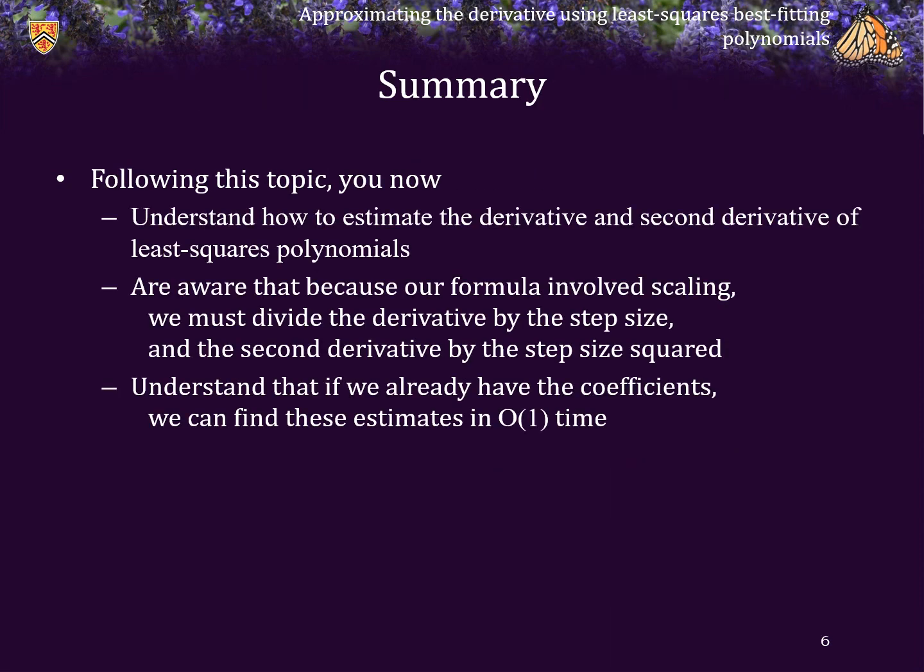So following this topic, you now understand how to estimate the derivative and the second derivative of data, assuming we have least squares best fitting polynomials for that data. You are aware that because our formula involves scaling, we must divide the derivative by the step size and the second derivative by the step size squared. And by now you should be aware that if we already have the coefficients a0, a1, and a2, then we can find these estimates in order 1 time.